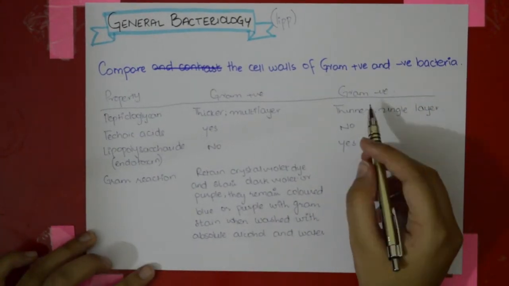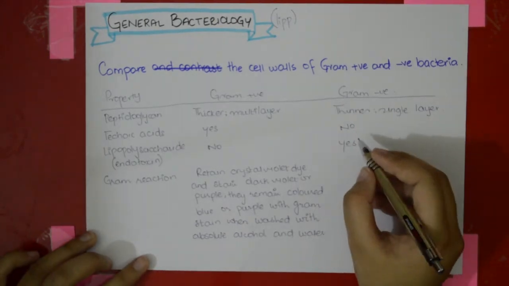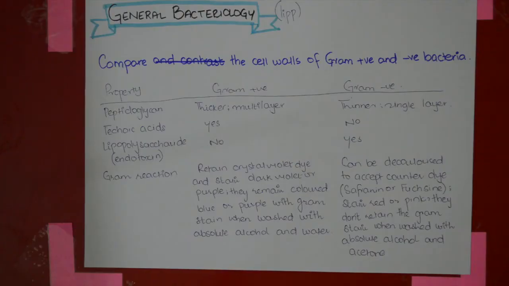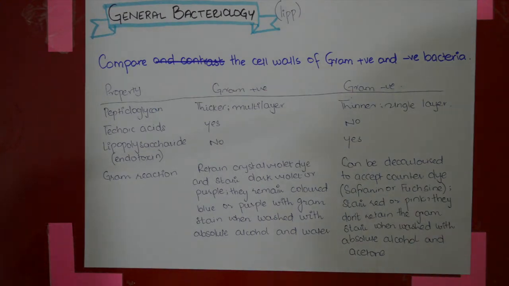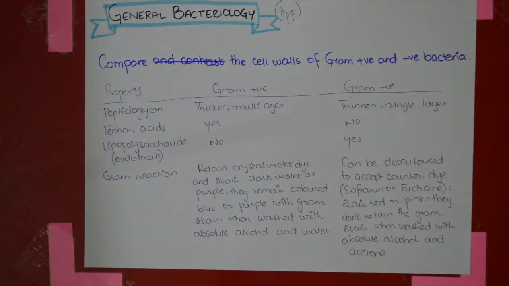But the reaction for gram negative is that it can be decolorized to accept the counter dye, that is safranin or fuchsine, stained red or pink, and they don't retain the gram stain when washed with absolute alcohol and acetone. So now let's move on to the next property. We have done 4 properties already.